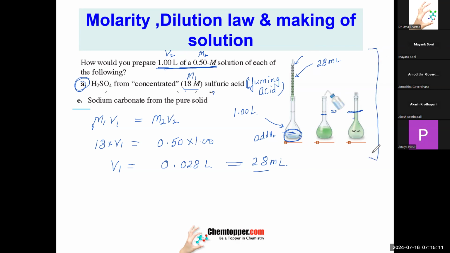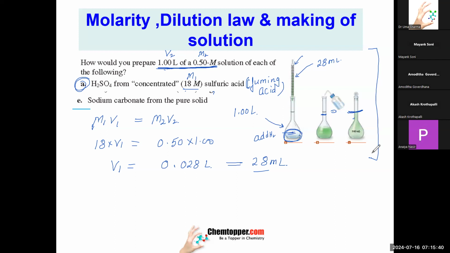Okay, you remember I discussed this in detail in your unit 3. Amodita, do you remember that? Making of the standard solutions. Because I'm teaching so many children, but I remember we did molarity in unit 3. Can anyone confirm? Yes, we did. Okay, good, Amodita.